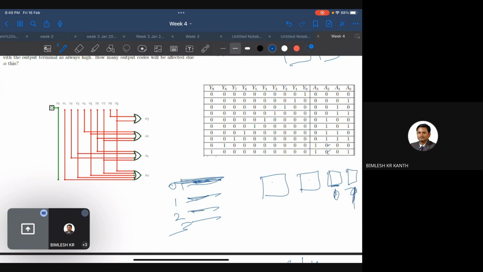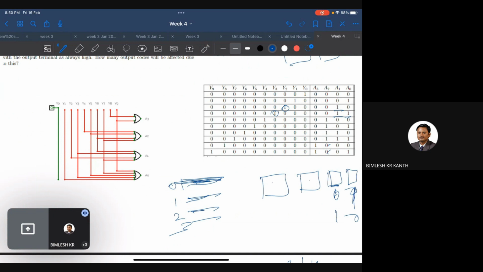Yes, and 2 means 1 0. So that's why you can see that if 2 is selected, then 1 0. If 3 is selected, this is 1 1. And for 9 it will be like that. You got it? Yeah, I got it.